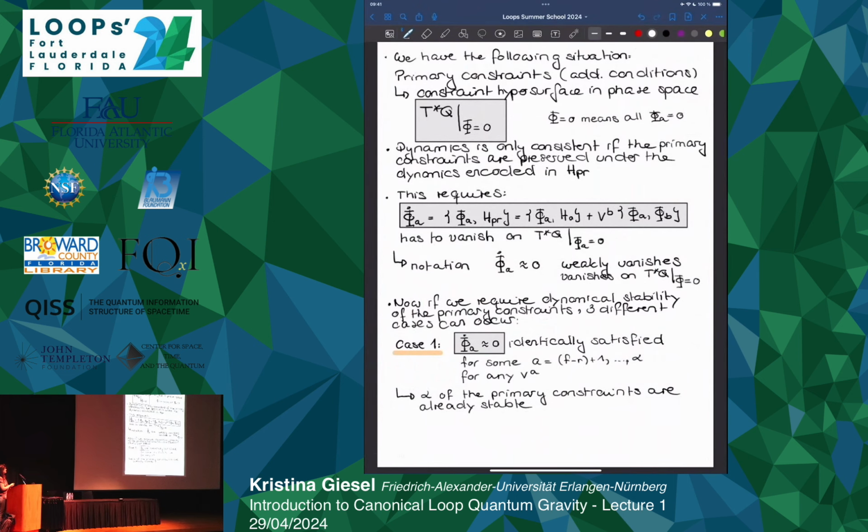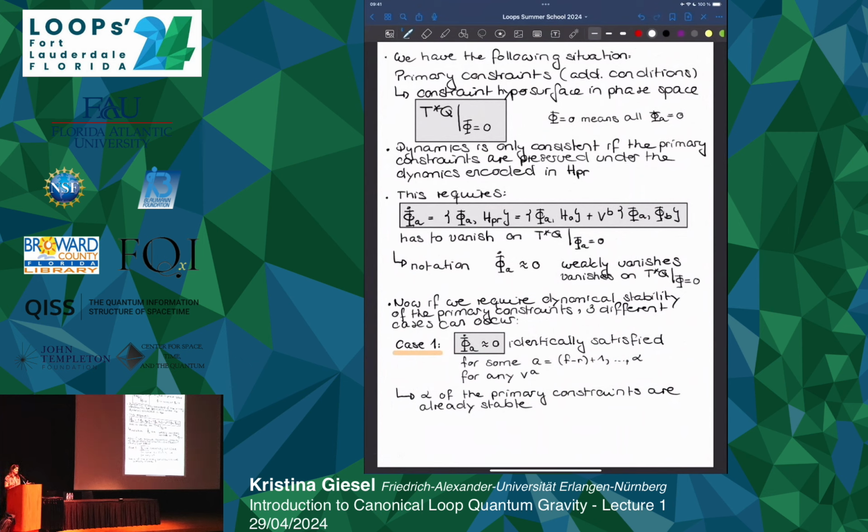Okay, what happens if these primary constraints are there? It means that our phase space, at least the physical sector, is not the entire phase space, but the constraints restrict the phase space to a certain so-called constraint hypersurface. I indicate this by taking the phase space restricted to the constraint hypersurface phi equal to 0, which means that all the primary constraints need to vanish.